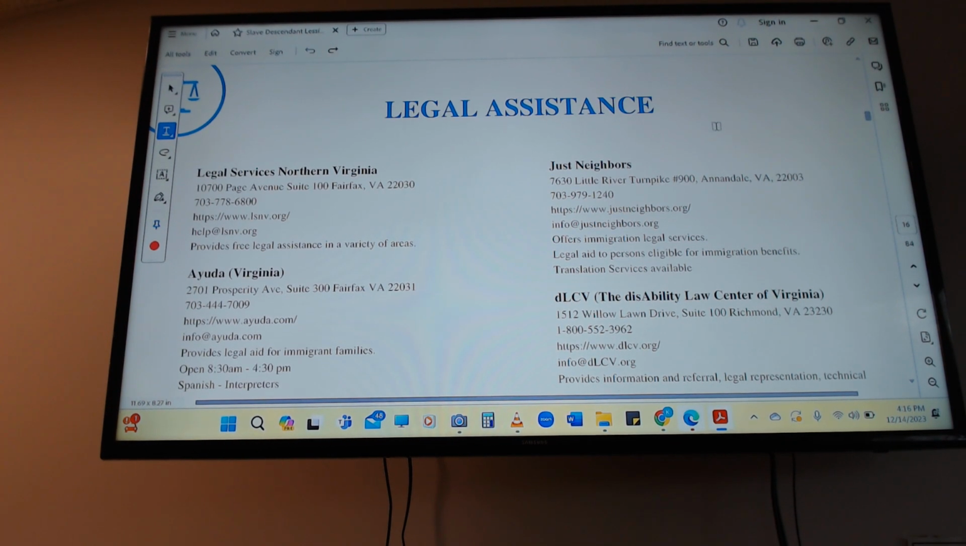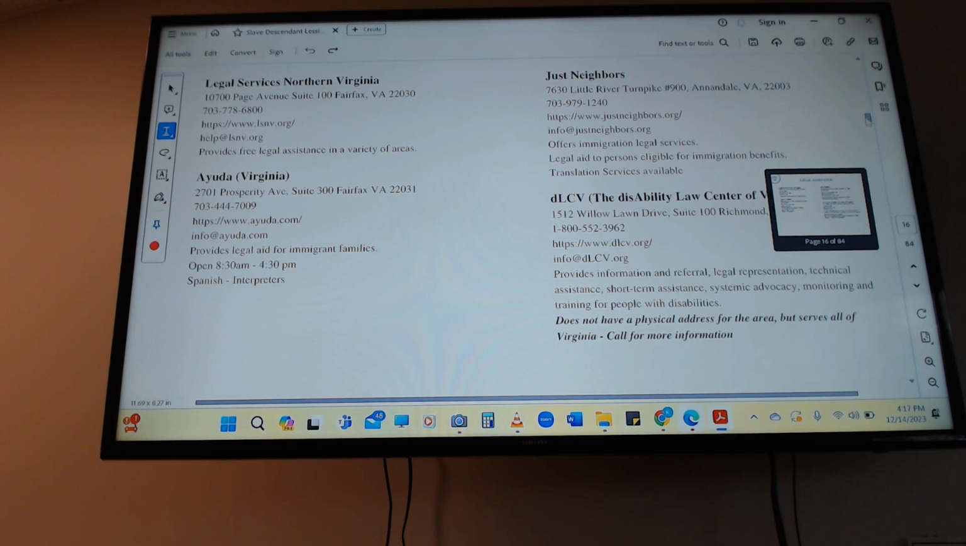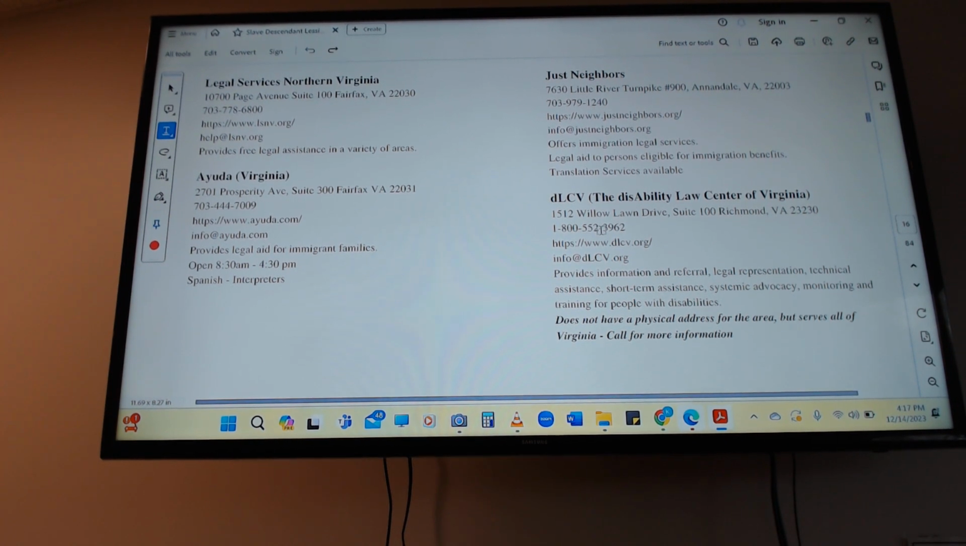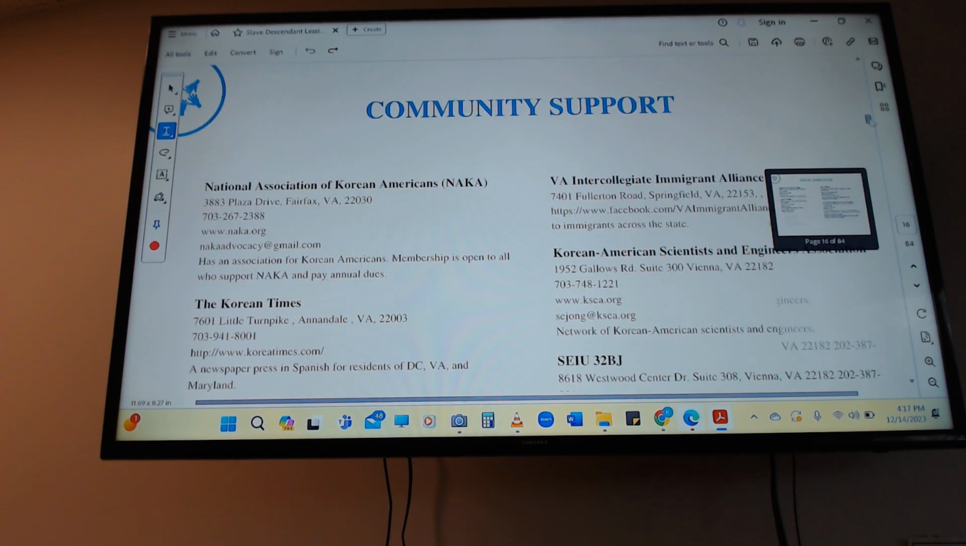Now remember, legal services. You're going to create this book for the slave descendants in your area. These are the resources that you've been asking for. All right? Just Neighbors, something called Just Neighbors. Legal aid and persons eligible for immigration benefits. That don't apply to you, so don't worry about that one. There's some here, immigrant families. That don't apply to us, so don't worry about that. Anything that don't apply to us, just keep it going.